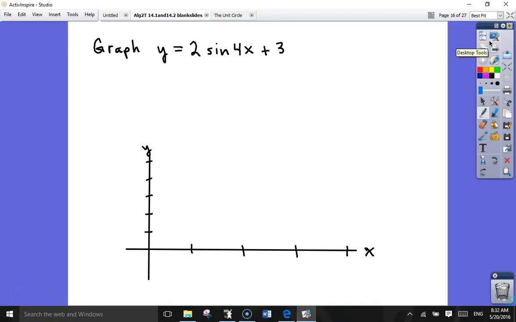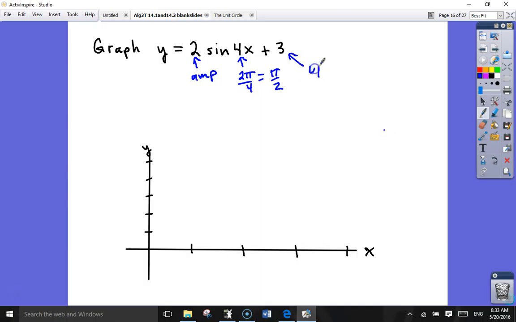So notice what's going on in this one. We have an amplitude, right? This is going to change the period. In this case, the period will be 2 pi over 4, which is pi over 2. And then what's that plus 3 going to do to this graph? Should go up, right? After the function, that means up.